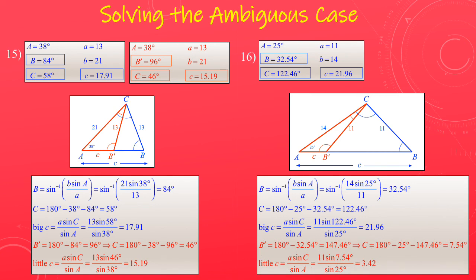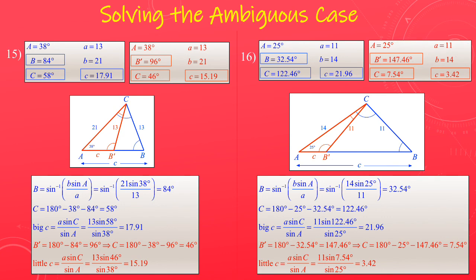So, in the red triangle, B prime equals 180 minus 32.54, which is 147.46 degrees. And therefore, angle C equals 180 minus 25 minus 147.46, or 7.54 degrees. Finally, little c equals a sine C over sine A, or 11 sine of 7.54 degrees over the sine of 25 degrees, which is 3.42. As we said before, this triangle is very obtuse.